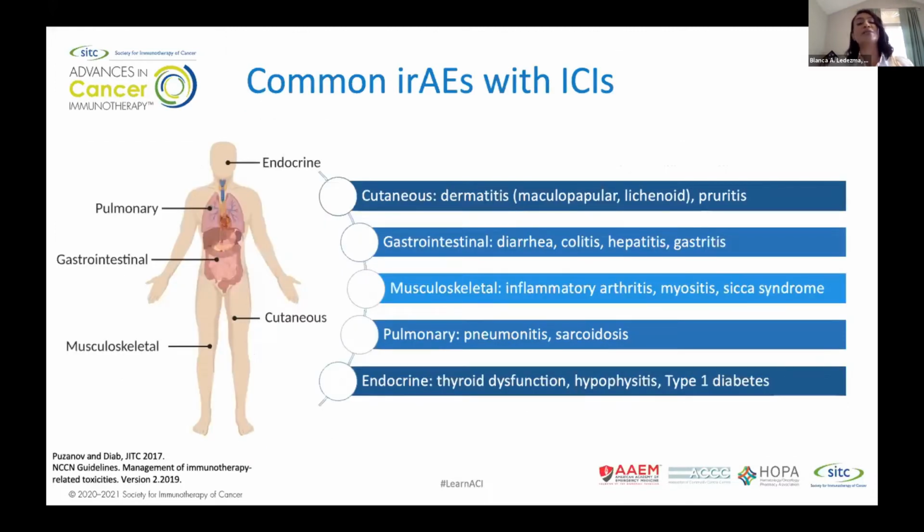Common IRAEs with immune checkpoint inhibitors are cutaneous, with dermatitis; gastrointestinal, with diarrhea, colitis, hepatitis; musculoskeletal, inflammatory arthritis, myositis; pulmonary, with pneumonitis; endocrine, thyroid dysfunction, hypophysitis, type 1 diabetes. But for today's program, we will be focusing on colitis, hepatitis, pneumonitis, thyroid dysfunction, hypophysitis, and type 1 diabetes.